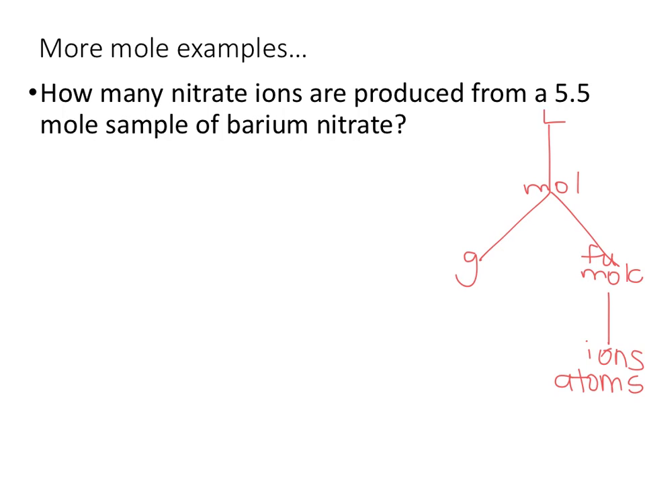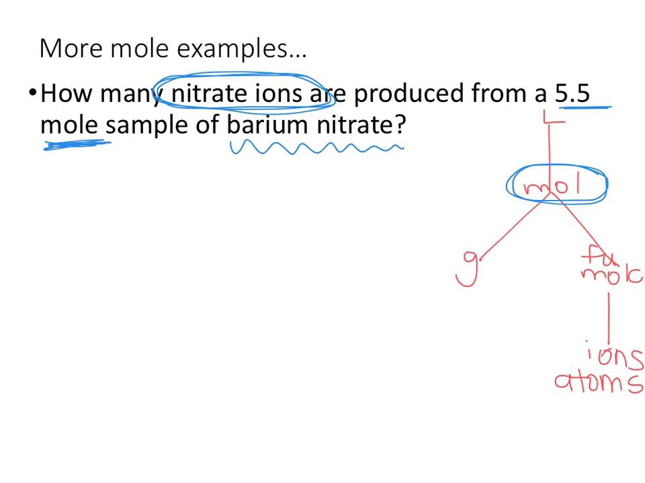So let's look at the problem. Let's see what they gave us. They gave us 5.5 moles. And so on my map, I'm going to start here at moles. They're looking for nitrate ions. They're very specific here. This is how this example is different than yesterday's. They're very specific about which ions they want. They don't want all of the ions in barium nitrate. They just want the nitrate portion. And I'll show you how to do that in just a second.